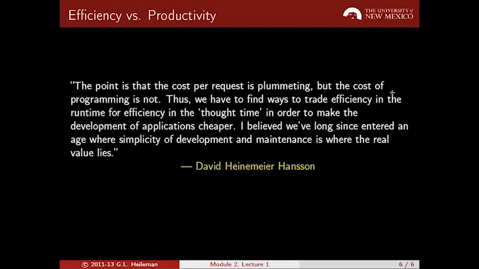Here's a quote I like that talks about this particular point. And this is actually from the inventor of Rails, David Heinemeier Hansson. He said that the whole point is that the cost per request is plummeting, but the cost of programming is not. Thus, we have to find ways to trade efficiency in the runtime for efficiency in thought time in order to make the development of applications cheaper. Now, I believe we've long since entered the age where simplicity of development and maintenance is where the real value lies. In other words, what this quote is saying is that there's a trade-off. It's the same trade-off that I've already discussed.